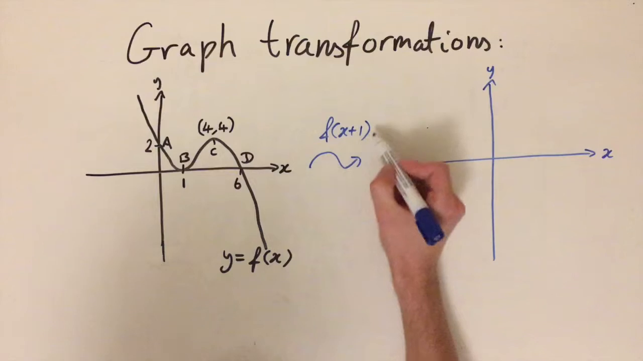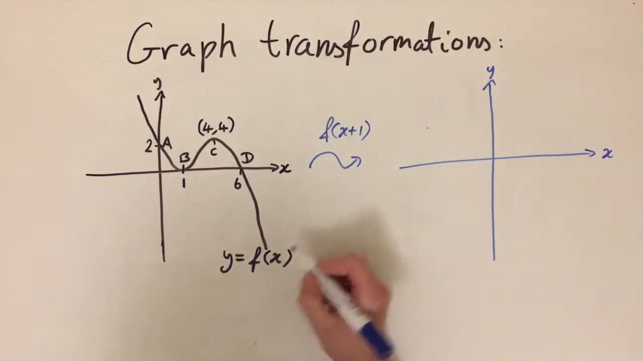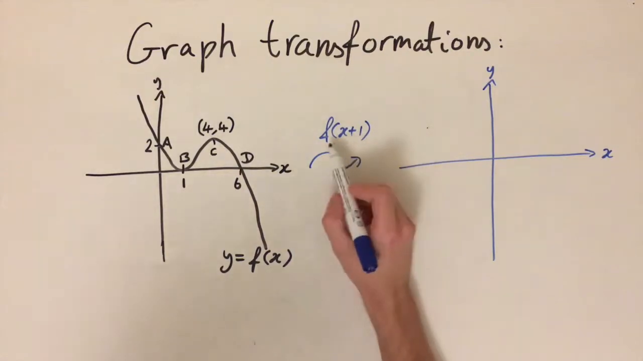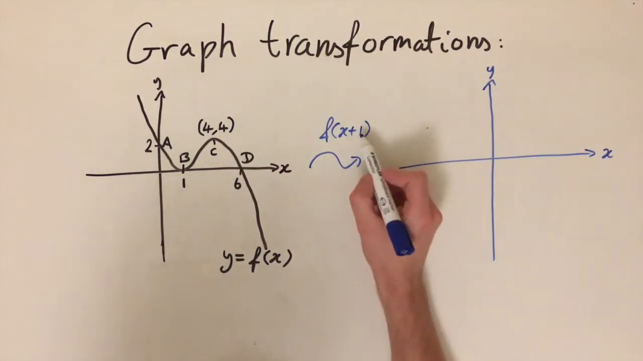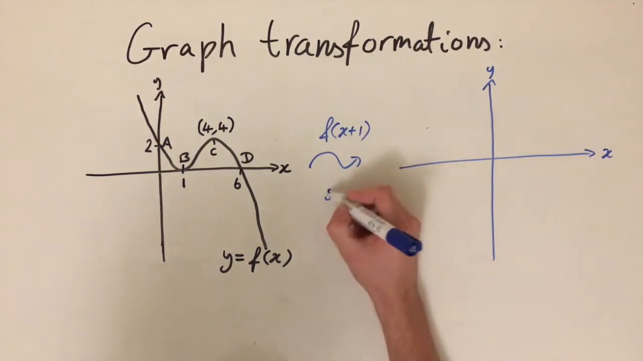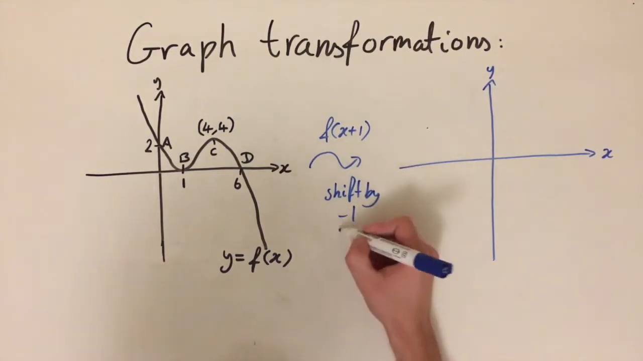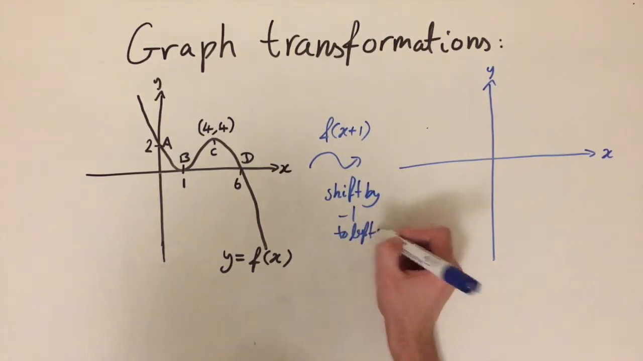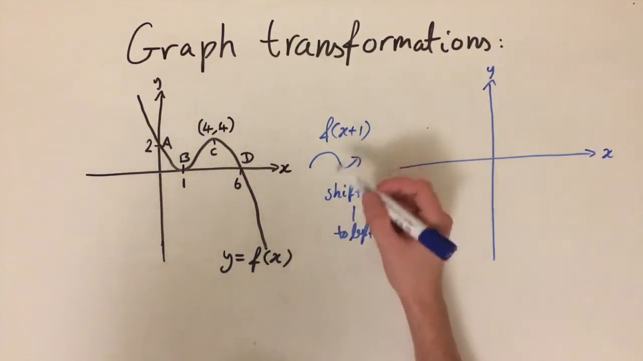Firstly, I've got the transformation f of x plus 1. So we are replacing x by x plus 1. If we do this, we shift the whole function to the left by a factor of 1. So we are shifting by minus 1. Let me just write here to make it clear: shift by minus 1 to the left, or by a factor of 1 to the left. So this is what this function is going to do.